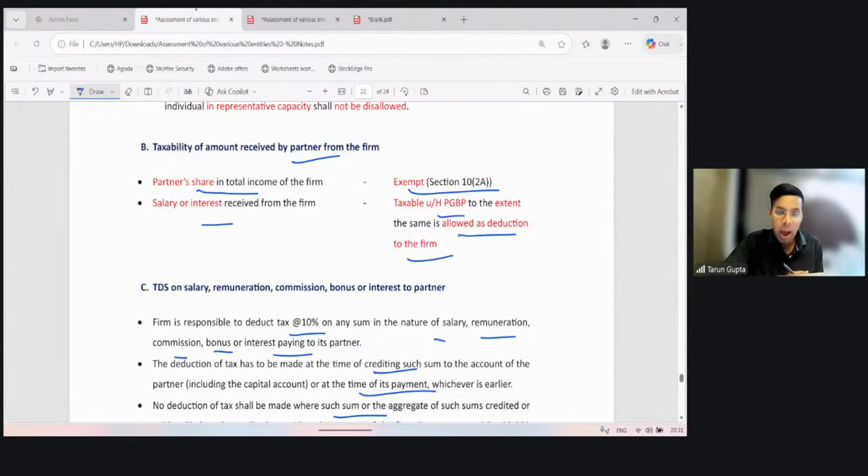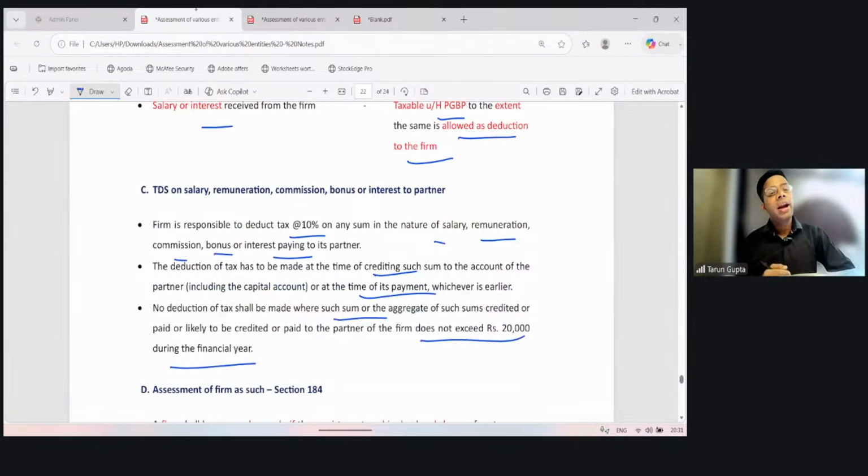Okay. The firm is required to deduct TDS at 10% on any amount of salary, interest, remuneration, etc. payable to the partner. Deduction has to be made at the time of credit or payment, whichever is earlier. No deduction if the amount paid, or the aggregate of the amounts paid, does not exceed rupees 20,000. The threshold is 20,000.